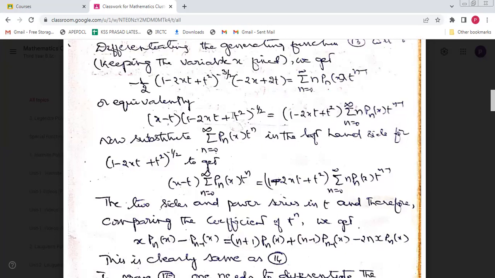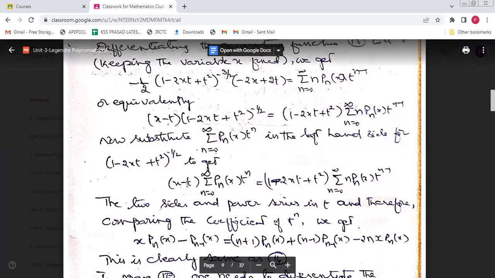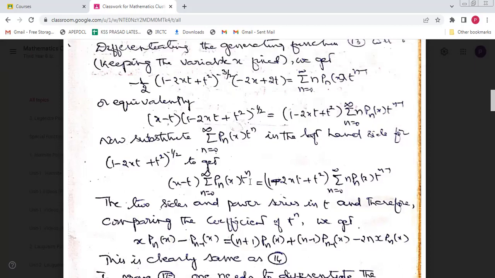ఏ నెంబరు 1 minus 2xt plus t square తో గుణించినప్పుడు ఇప్పుడు ఈ విధంగా వచ్చేస్తుంది. సో x minus t into 1 minus 2xt plus t square whole to the power of -half that is equal to 1 minus 2xt plus t square summation n into Pn of x into t power n minus 1 వస్తుంది. సో రెండు వైపులా దీన్ని అనమాట summation Pn of x into t power n అనేది లెఫ్ట్ హ్యాండ్ సైడ్ మీద కూడా మనం సబ్స్టిట్యూట్ చేస్తే సో x minus t into summation Pn of x t power n అనేది ఏర్పడింది. దట్ ఈస్ ఈక్వల్ టు రైట్ హ్యాండ్ సైడ్ 1 minus 2xt plus t square into summation n into Pn of x t power n minus 1.